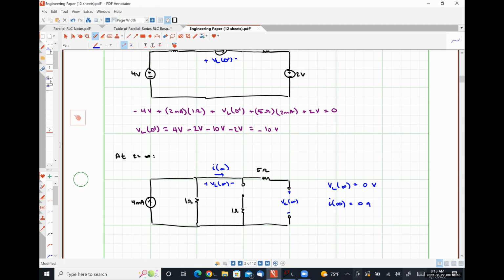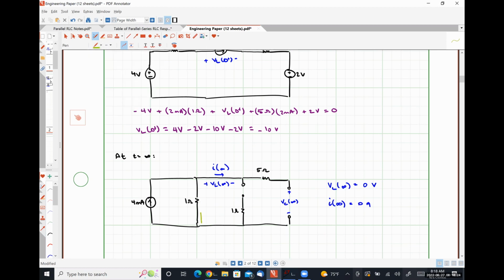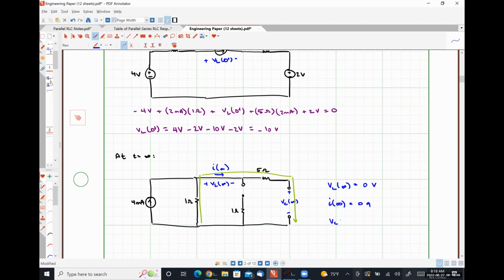Using Kirchhoff's voltage law around this loop, we can see that the capacitor voltage VC at infinity will be the same as the voltage drop over the 1 ohm resistor on the left. And so from that, VC at infinity is going to be 4 milliamps times 1 ohm, or 4 volts.